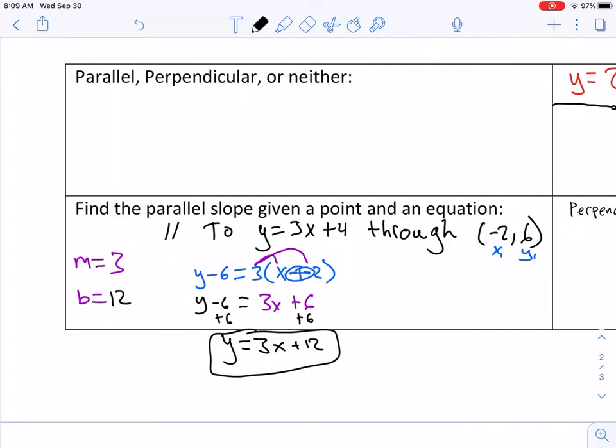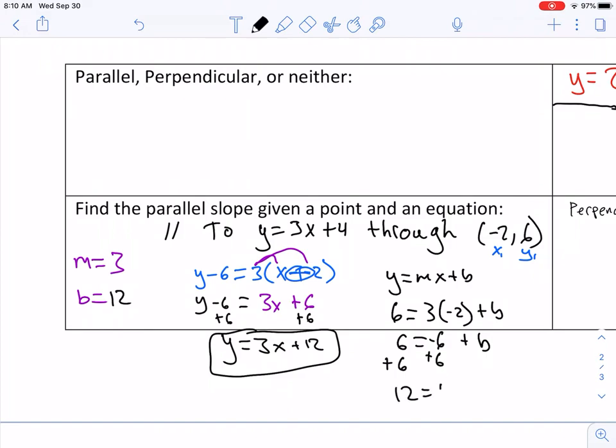I used point slope form. The other way would have been to have taken y equals mx plus b and replaced it with the info that we had. So y was 6 equals 3 times negative 2 plus b, and then work it out. 3 times negative 2 is 6 plus b, and then we would have to, sorry, that's negative 6, so then we would have to add 6 to both sides, so that 12 equals b, and that is what we found in our other equation. Then we would just plug in our m and our b.